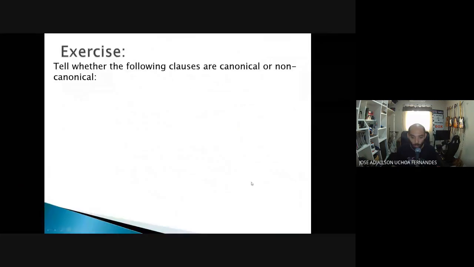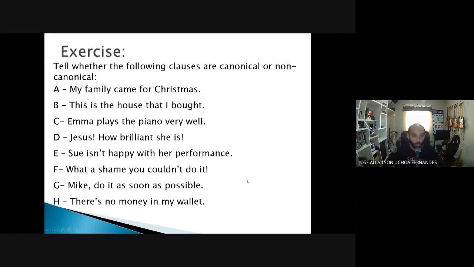Ops, não mostra o gabarito? Aqui. Pensem sobre B até H, tá? E não colem lá no frame que ficou as respostas, porque, como vocês viram, tem uma controvérsia sobre essa aqui que eu quero refletir sobre a B. Pode ter mais controvérsia, tá? Emma plays the piano very well, Jesus, how brilliant she is, and so on, ok? Essa listinha. Pensem sobre. Não é uma tarefa, é uma sugestão para vocês praticarem o roteiro canônico, não canônico.